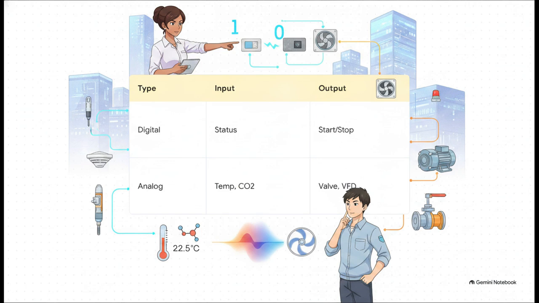A digital signal is binary, simple, on or off, yes or no, 1 or 0. So a digital input would be a switch saying, yes, the fan is running, or hey, there's a pump fault. A digital output is a command, start the pump or stop the fan.